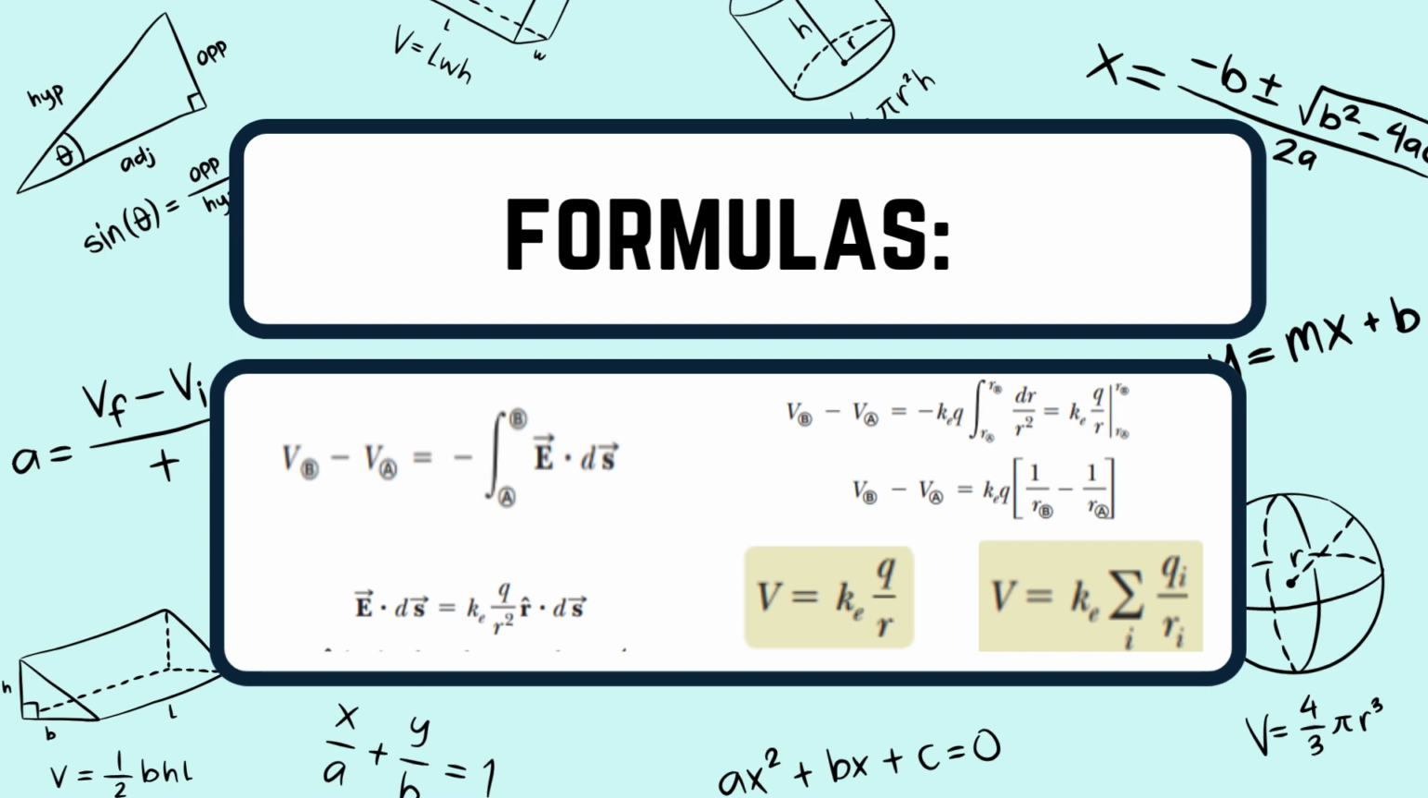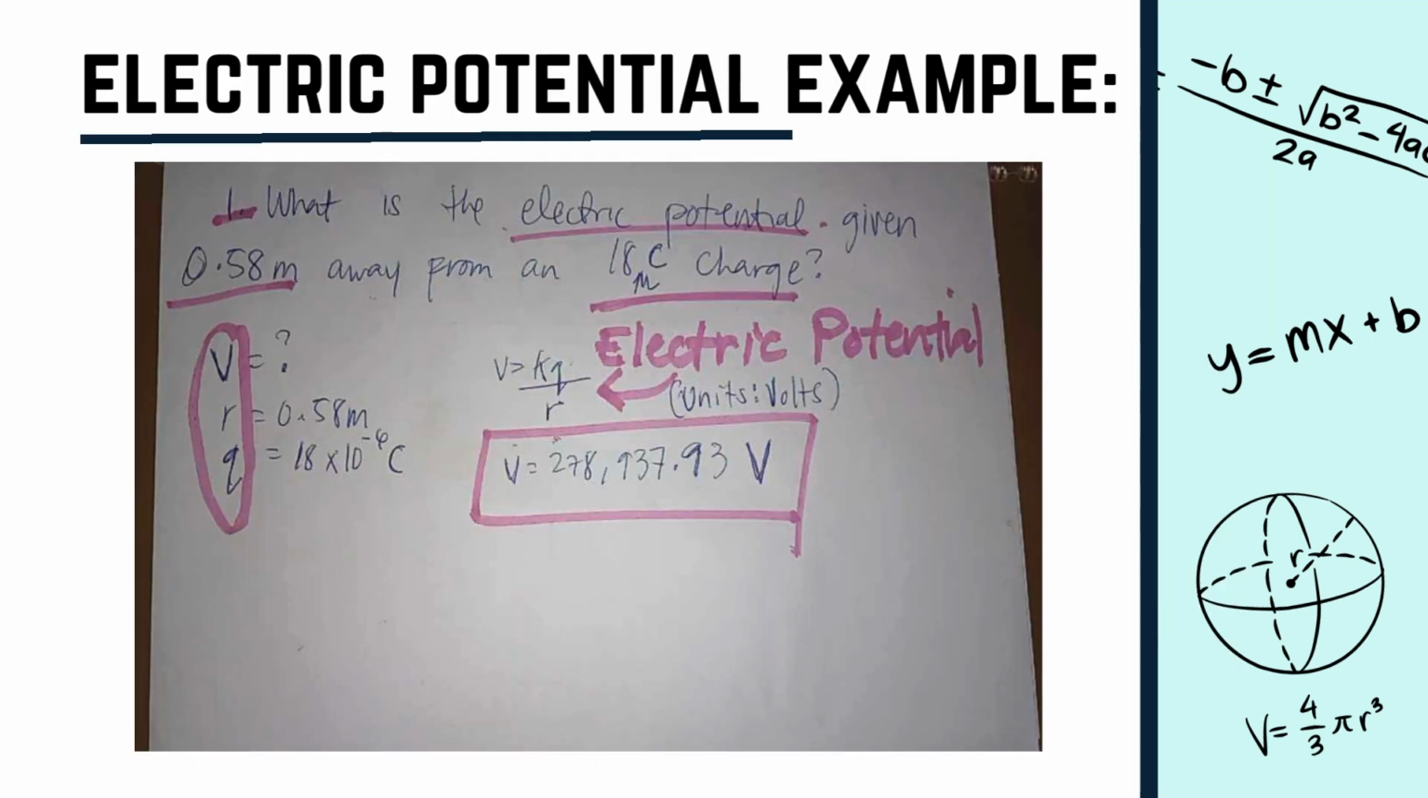For the next slide, I have here the example of electric potential. Okay, so let me read the first question. What is the electric potential 0.58 meters away from an 18 microcoulomb charge? Okay.